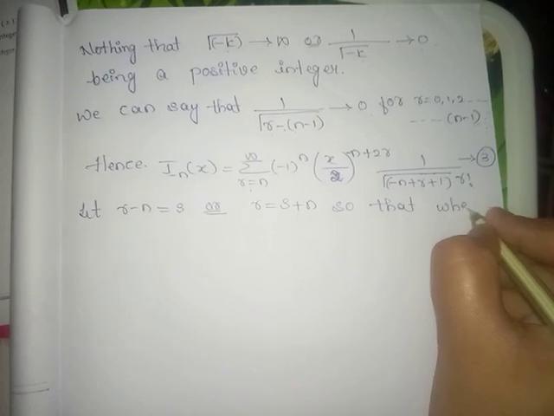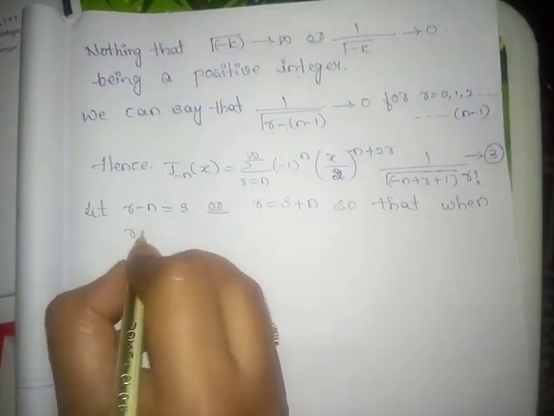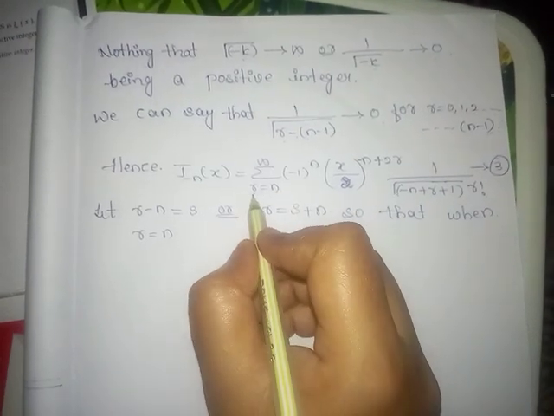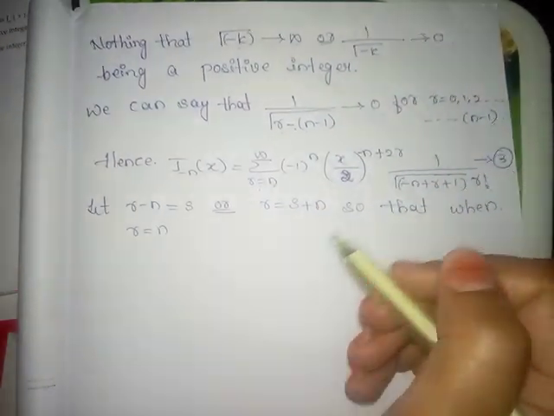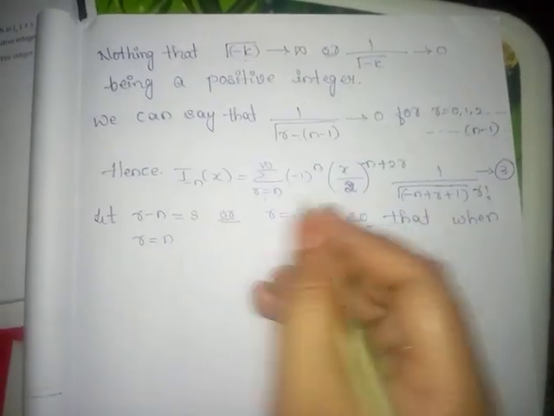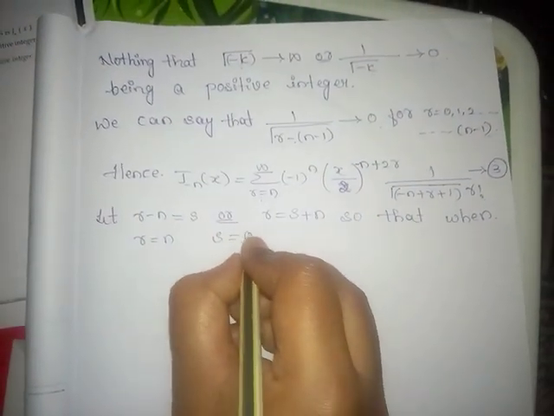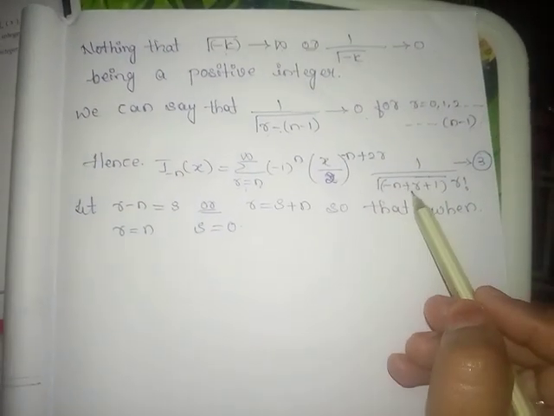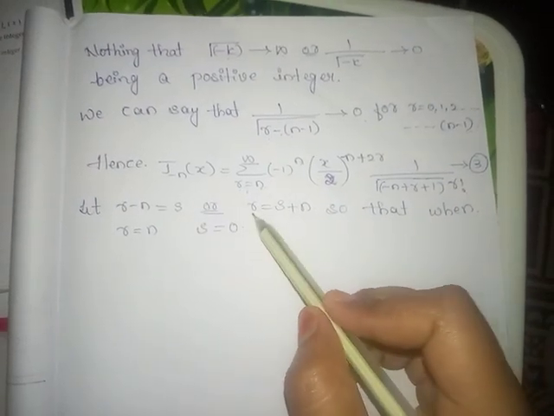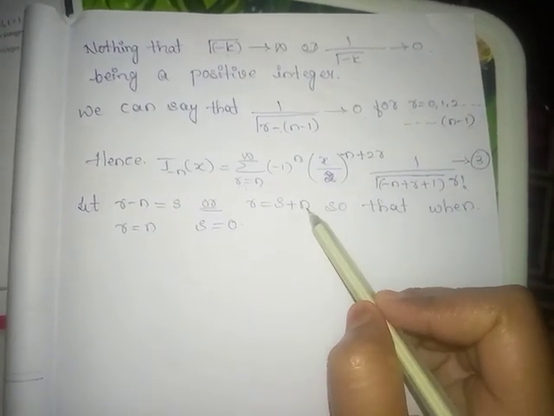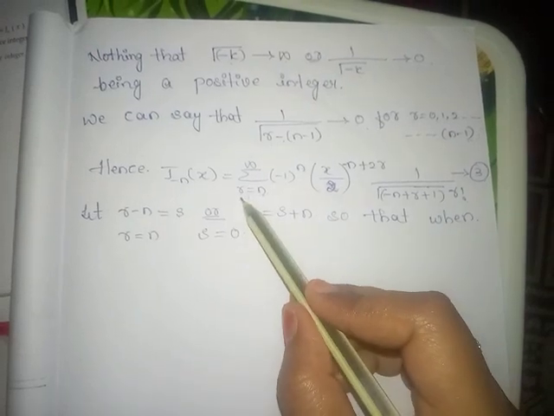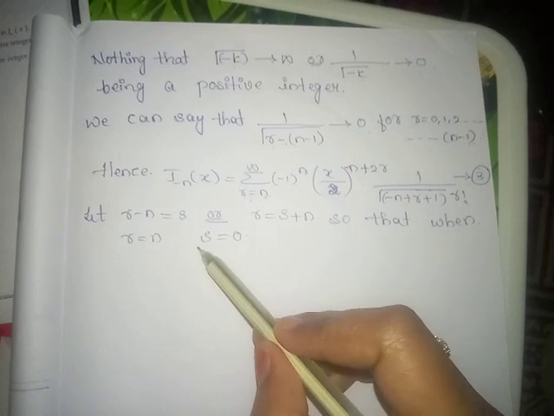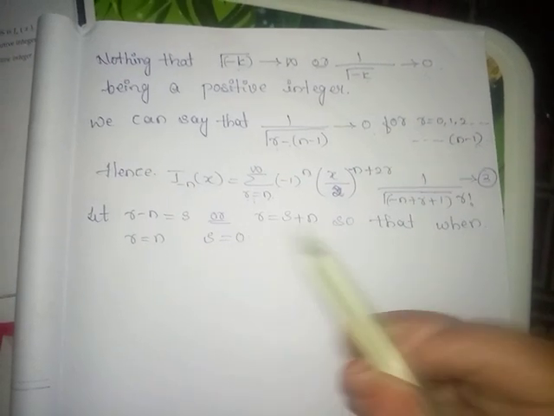When r is equal to n, here our values start from r equal to n, so when we substitute r equal to n, what will be the value of s? The value of s is 0. We are considering r minus n as s, and r is equal to s plus n. When we substitute r equal to n in this equation, we get s equal to 0.